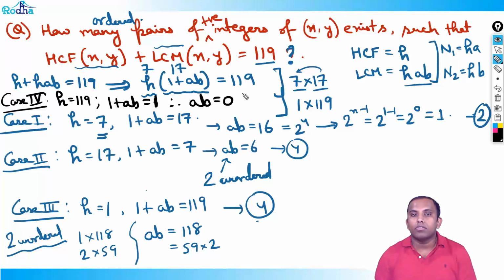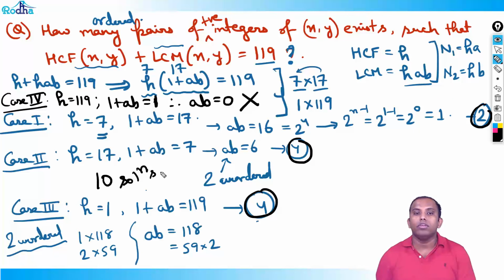So in that case, this is not possible. So case 4 is not possible, right? So total how many solutions? 4 here. 4 plus 4, 8. 8 plus 2, 10, right? So sir, total 10. So the answer is total 10 solutions for this question, right?